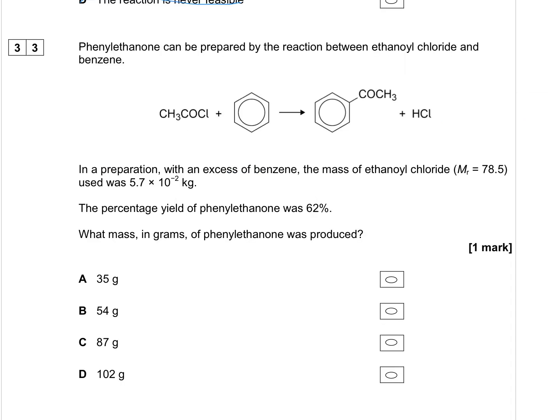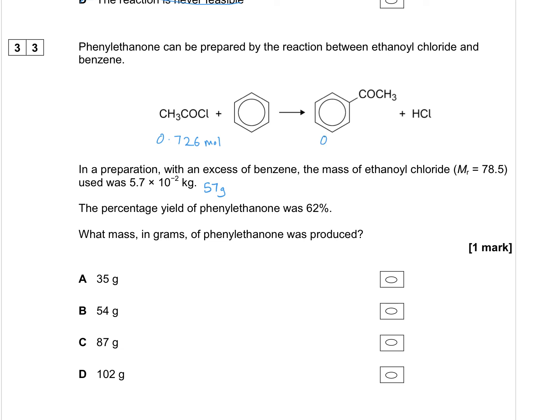So 33 is another reacting mass question. First step is 5.7 times 10 to the minus 2 kilograms. Well, that's 57 grams. And we know the Mr, so we can work out the number of moles that are used. That's 57 over 78.5, so that's 0.726 moles. And then it tells us that it's a 62% yield.